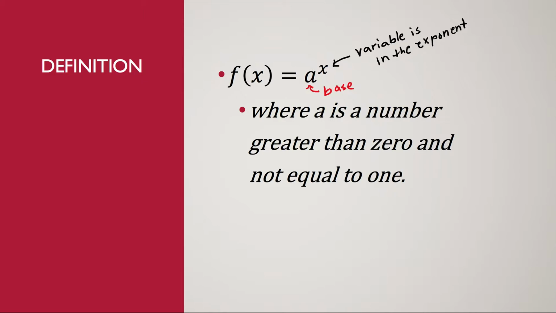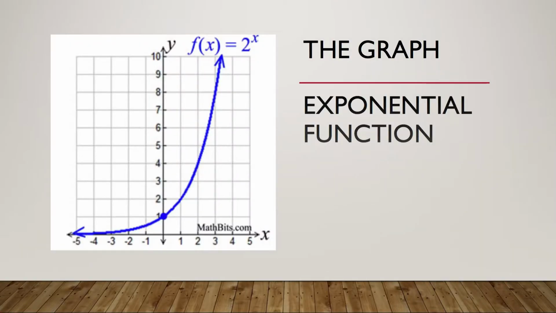All right, so we want to take a second and talk about the graph of an exponential function. Most of the graphs for exponential functions look very similar to the graph that you see on the screen. This is the graph for f of x is equal to 2 to the x. If I were to change it to f of x is equal to 3 to the x, the graph would look very similar. If I were to graph f of x is equal to 4 to the x on my calculator, I would have the same type of graph.